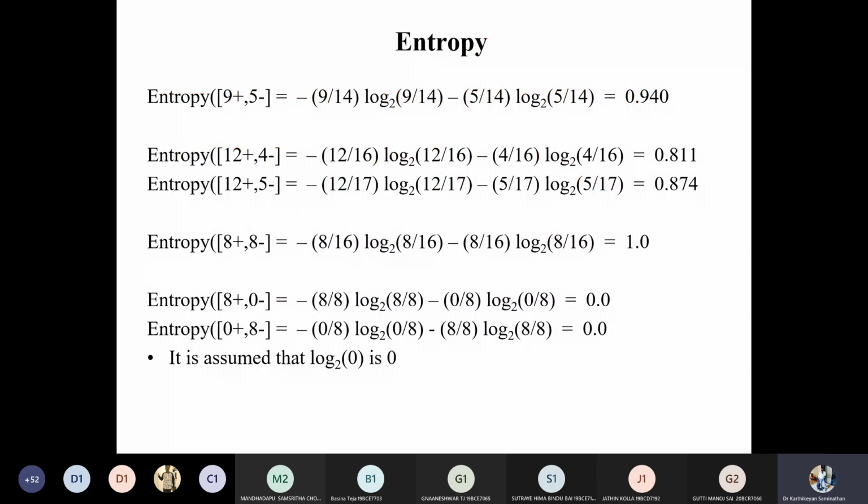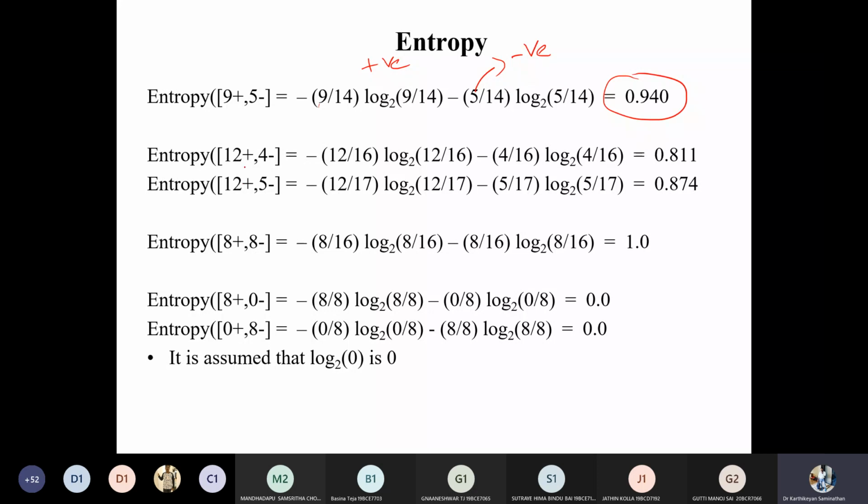This is for the samples given. For example, entropy of 9 plus and 5 minus. How do you calculate? Minus P by P plus N, where P is the positive: 9 by 9 plus 5, 14, log 2 of again 9 by 14, minus the negative test cases, 5 by 14 into log 2 of again 5 by 14. The numerator is the count and the denominator is positive plus negative. When you calculate, the entropy value is 0.940.